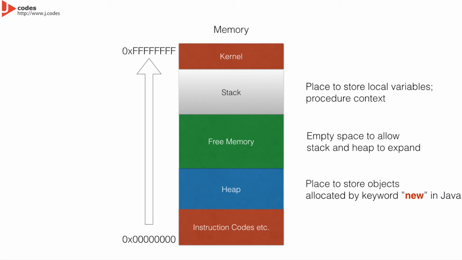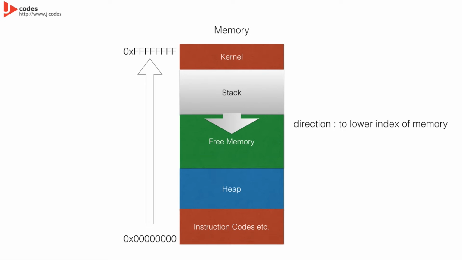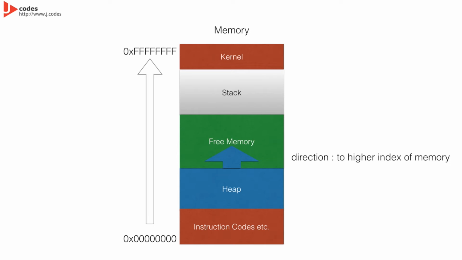The stack is a place to store local variables and procedure context. The free memory is empty space to allow stack and heap to expand. And the heap is the place to store objects allocated by keyword new in Java. The stack expands to the lower index of memory, while the heap expands to the higher index of memory.